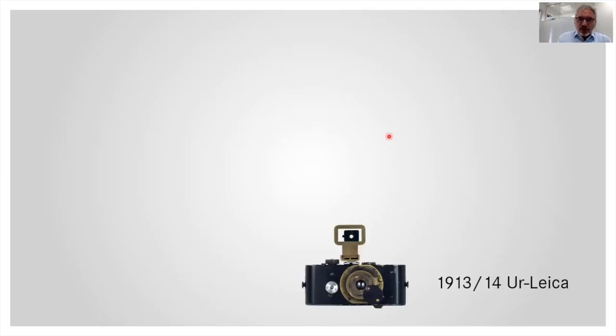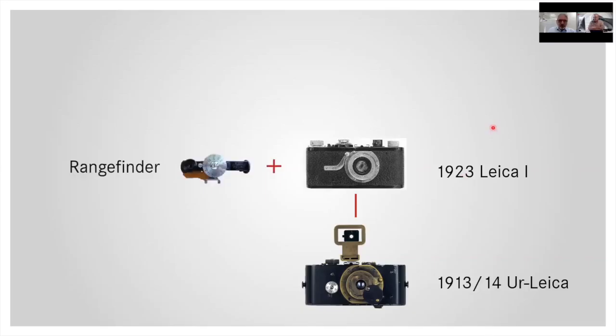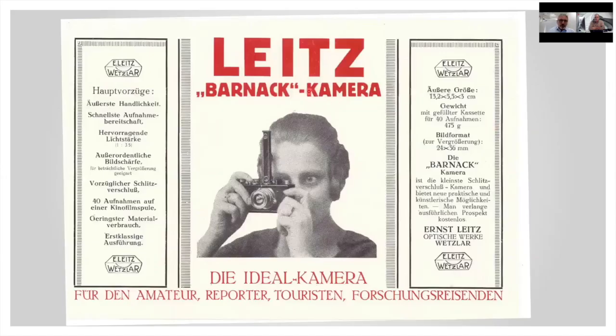So the Leica was designed in 1913, 1914. But it took a long time before we had the first Leica. After World War I, they decided to build the Leica, and the official introduction was in 1925. And the rangefinder was not implemented. This is one of the first advertisements. It was not named Leica, it was named Barnack camera. The Leitz Barnack camera was the first name, and later they changed it to Leica, Leitz camera, Leica.